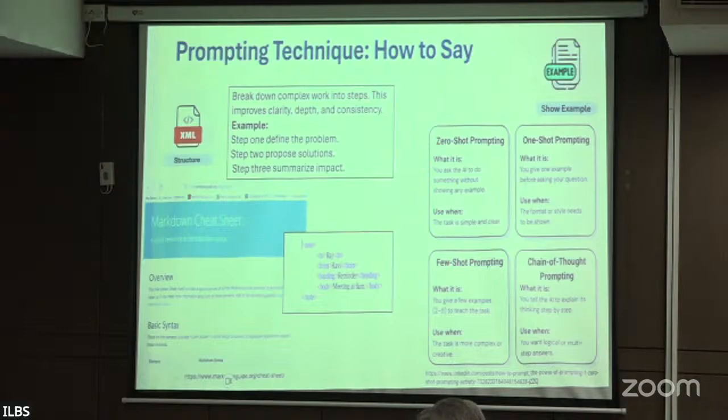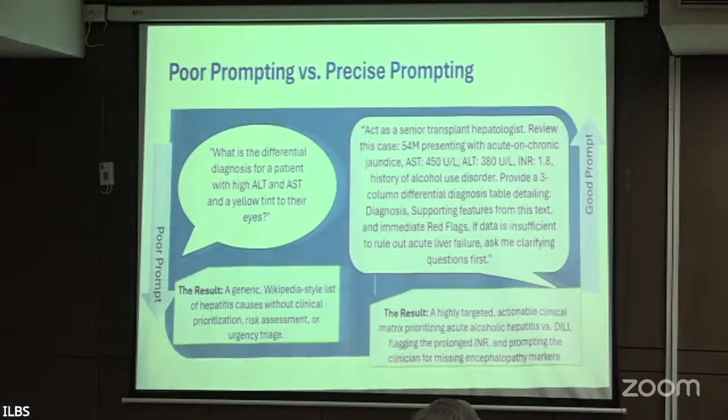So by example, you can tell how you want the output. This is an example of a good and bad prompt. Please read. The bad prompt is: what is the differential diagnosis for a patient with high ALT and AST and a yellow tint to their eyes.